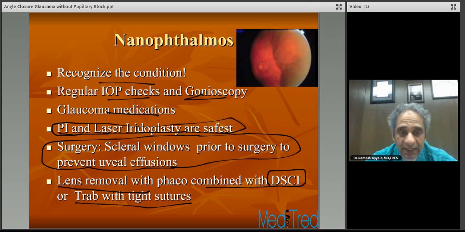Having said that, from your boards' point of view, the question they're likely to ask you is, what do you expect if you do a glaucoma filtration procedure in these eyes? Uveal effusions, and the way to avoid the uveal effusions is scleral window creation prior to surgery. Remember that.